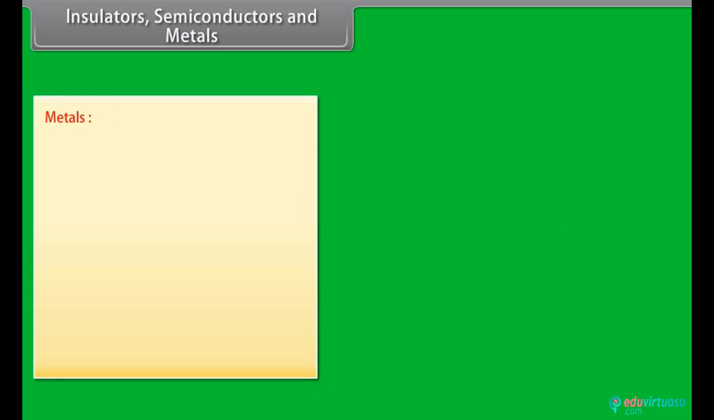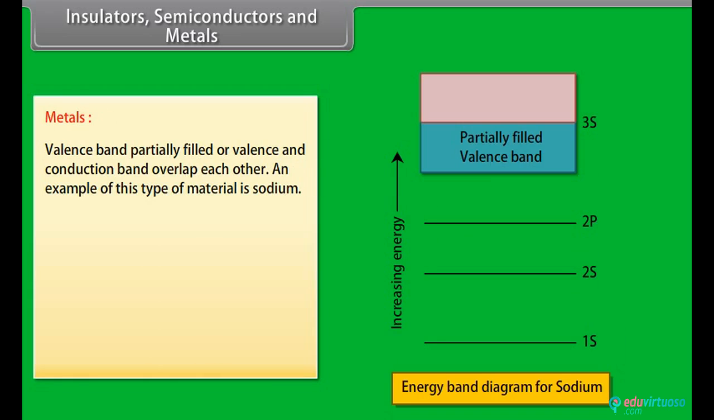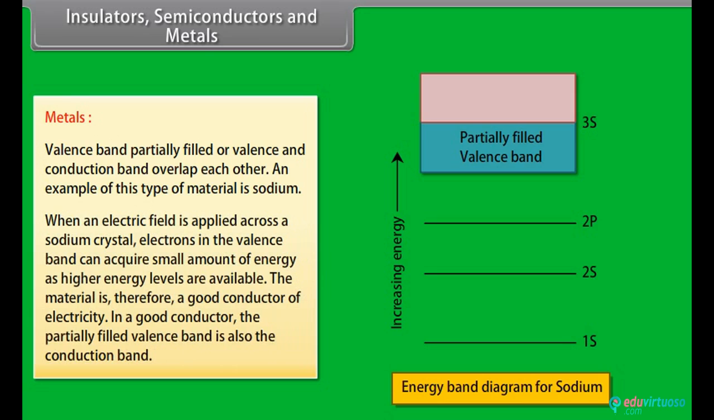Metals. The valence band is partially filled or the valence and conduction bands overlap each other. An example of this type of material is sodium. When an electric field is applied across a sodium crystal, electrons in the valence band can acquire a small amount of energy as higher energy levels are available. The material is, therefore, a good conductor of electricity. In a good conductor, the partially filled valence band is also the conduction band.